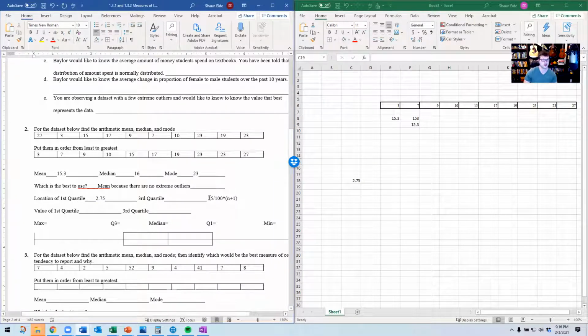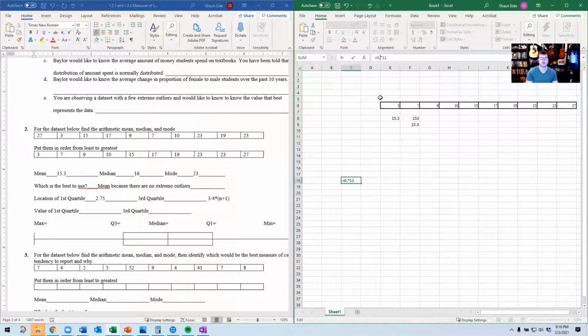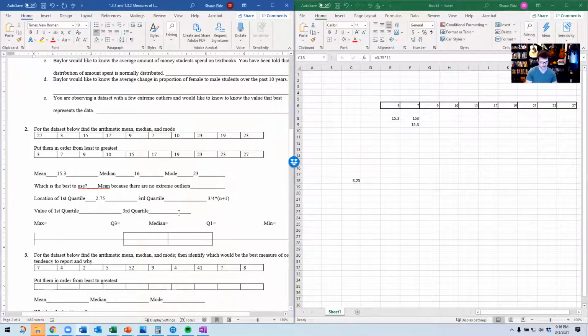And then the third quartile, instead of 25, you can do 75, or you can do 3 over 4. It's the exact same thing, because 3/4 is the exact same thing as 75 over 100. So what we're going to do is come right over here and do 0.75, which is the same as 3/4 multiplied by 11. So it's 8.25. So the third quartile position is 8.25.